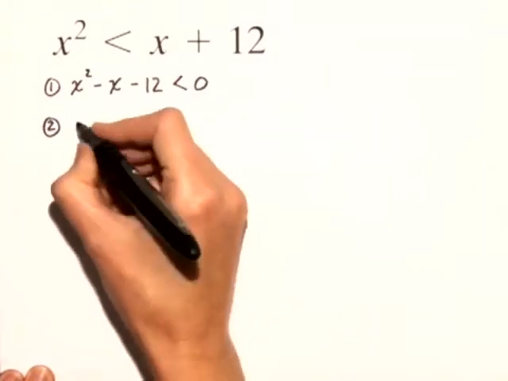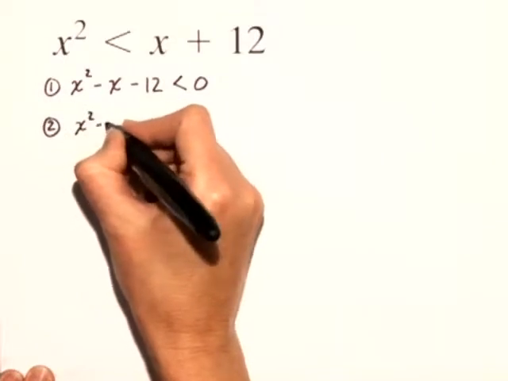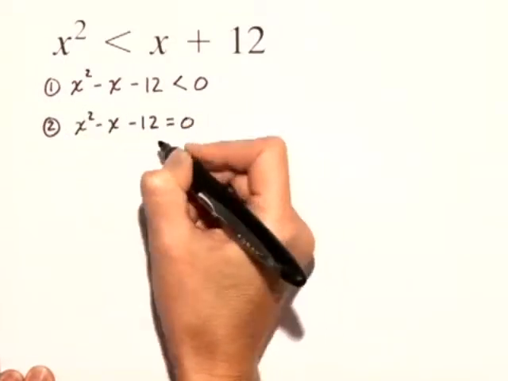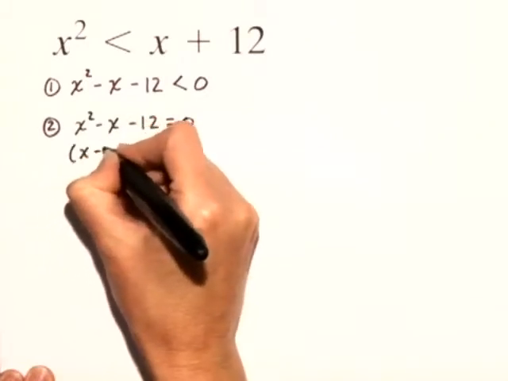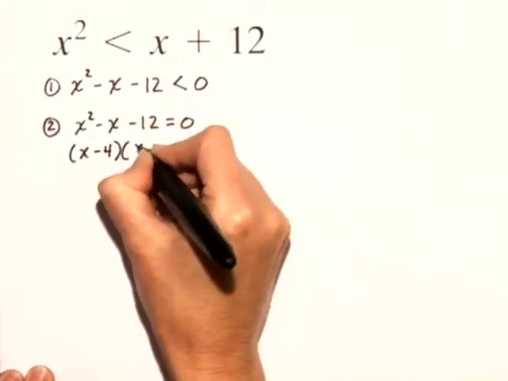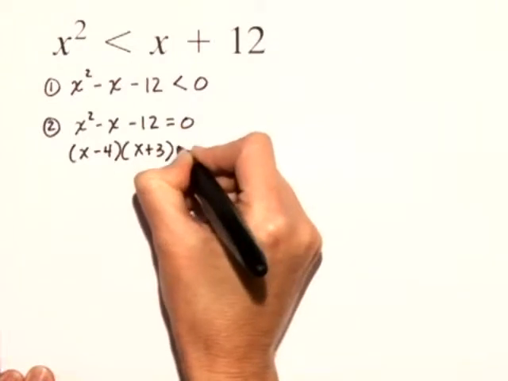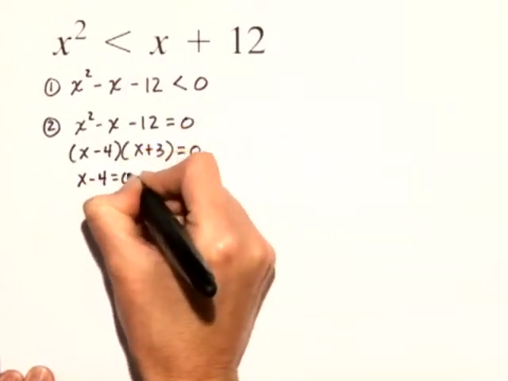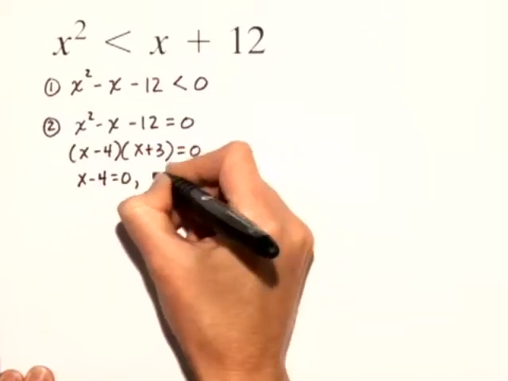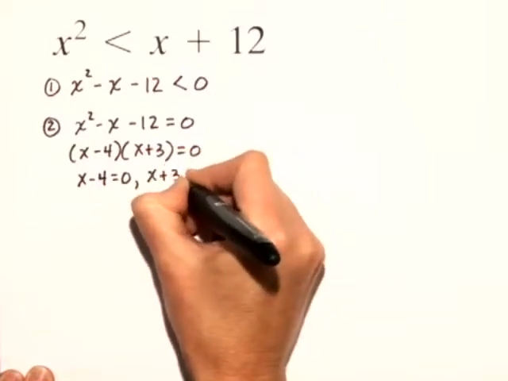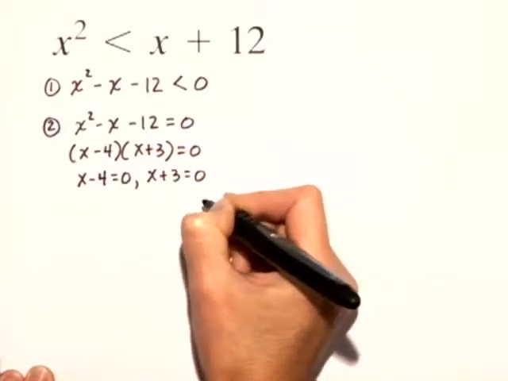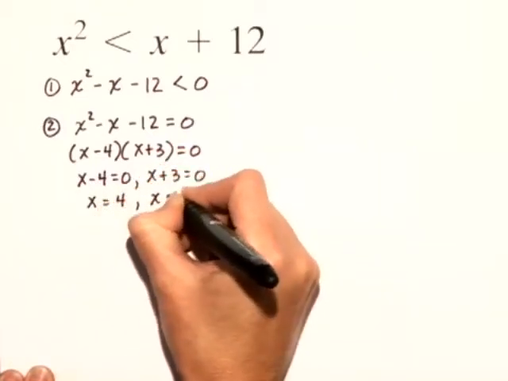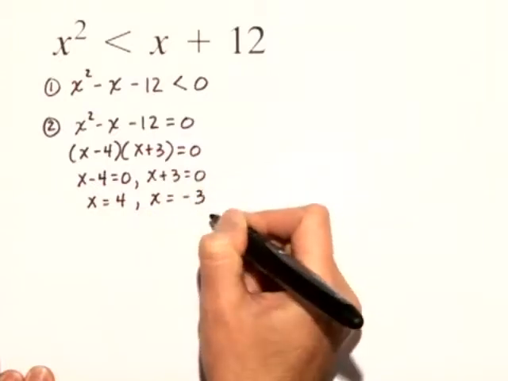So let's do that by setting x squared minus x minus 12 equal to 0. We can factor this: x minus 4 times x plus 3 equals 0. We set each factor equal to 0. So we have x minus 4 equals 0 or x plus 3 equals 0. And we get two solutions: x equals 4 or x equals negative 3.